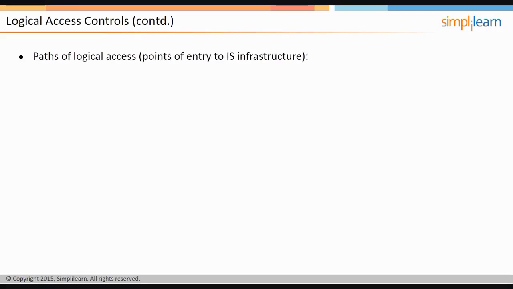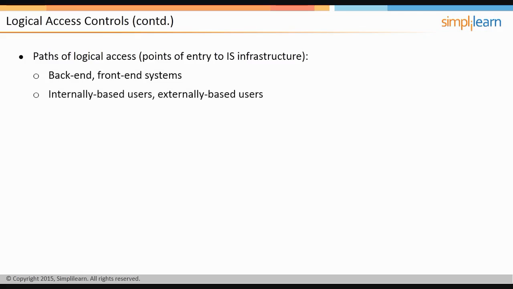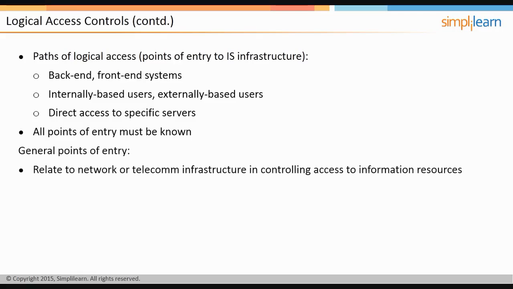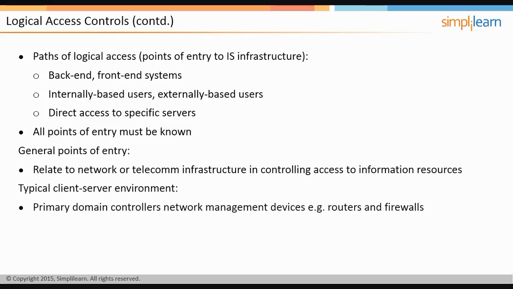Paths of logical access include points of entry to the IS infrastructure, back-end and front-end systems, internally based users, externally based users, and direct access to specific servers. All points of entry must be known. General points of entry relate to network or telecom infrastructure in controlling access to information resources. Typical client-server environment: primary domain controllers and network management devices, for example, routers and firewalls.